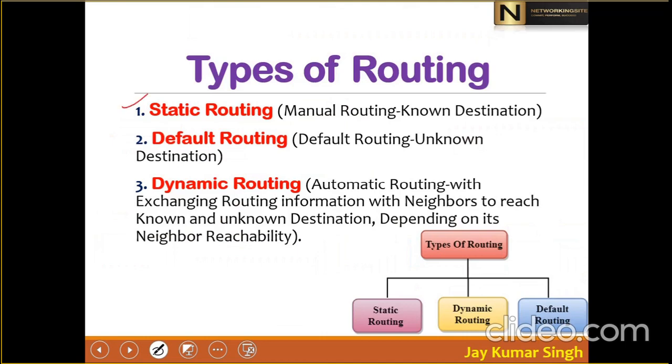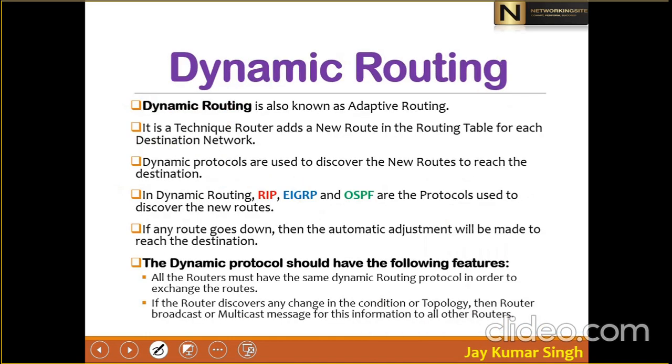Okay, so static routing, as you know, is manual routing for known destinations, means you can only configure static routing when you know the destination. Default routing is used for unknown destinations, and dynamic routing is automatic routing, where we exchange the information with the neighbor routers.